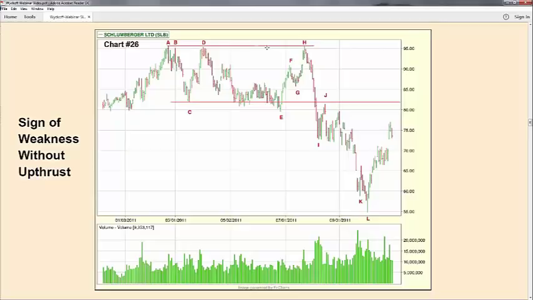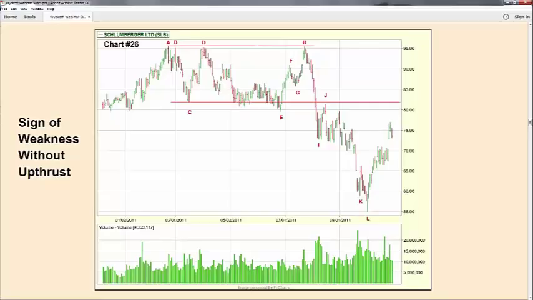The buying climax at point A, the automatic reaction and secondary test at point B, and then Schlumberger moved sideways in a trading range defined by resistance at point A and support at point C. The relatively wide price spread and volume on reactions, along with lower tops, suggested this was distribution and not accumulation.